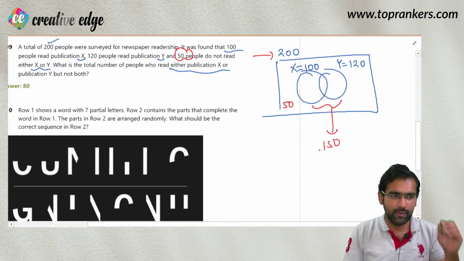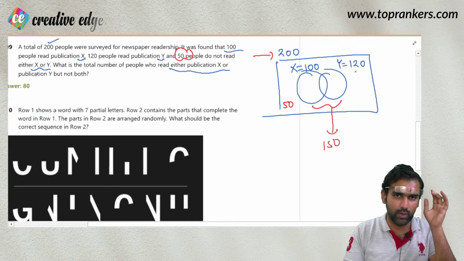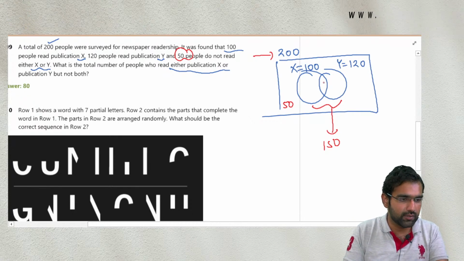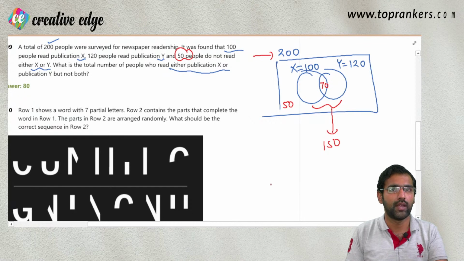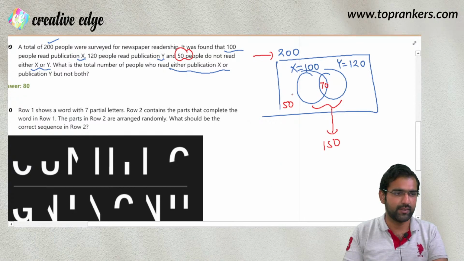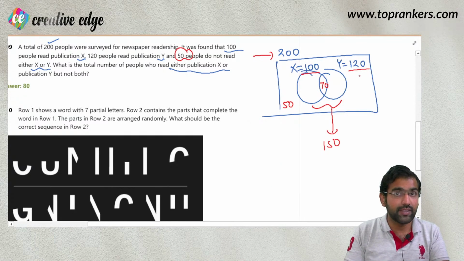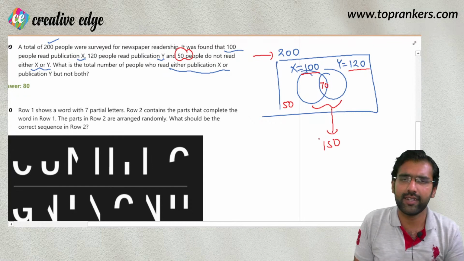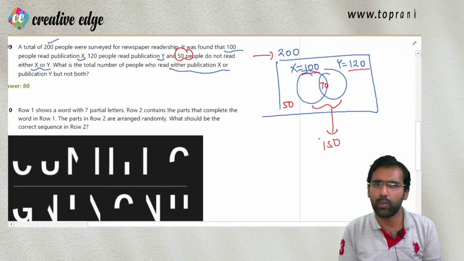Now, out of this 150, I hope you're realizing that 100 plus 120 is clearly 220. And 220 is 70 more than 150. So, 70 should be that common area. Why am I saying that? The process is quite simple. 100 plus 120 makes 220, but the union can be 150. So 220, 150 से 70 ज़्यादा है. ये 70 तभी ज़्यादा हो सकता है जब दोनों का इंटरसेक्शन 70 हो. बहुत बेसिक सी बात है.